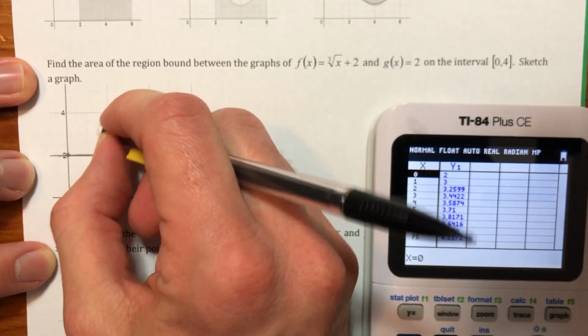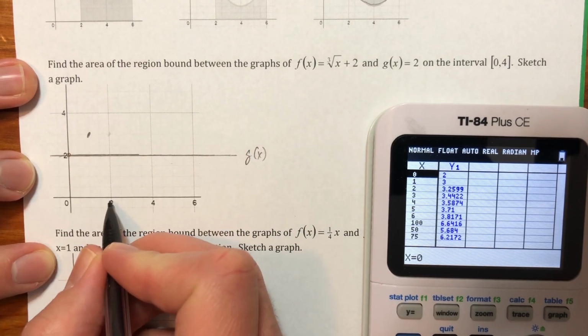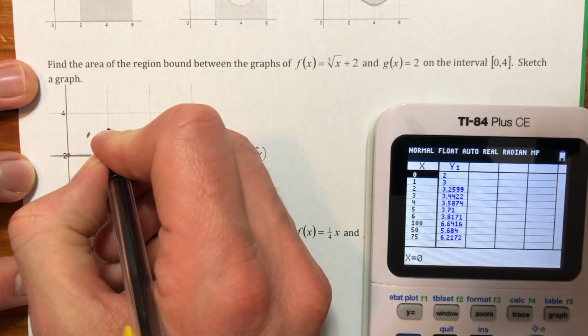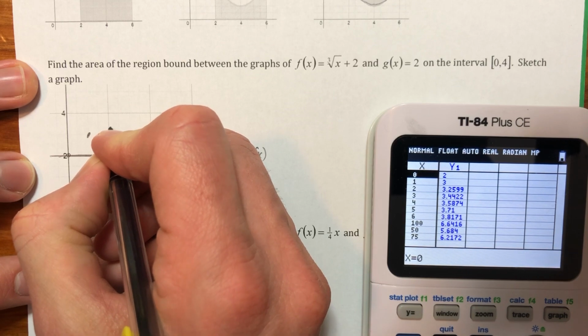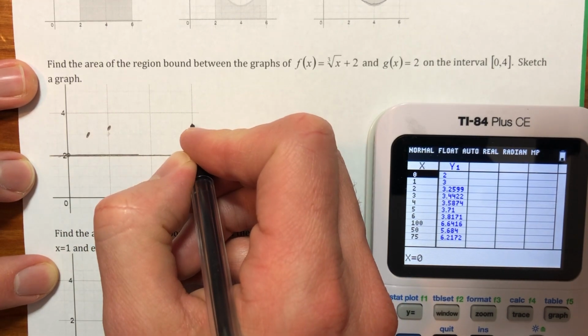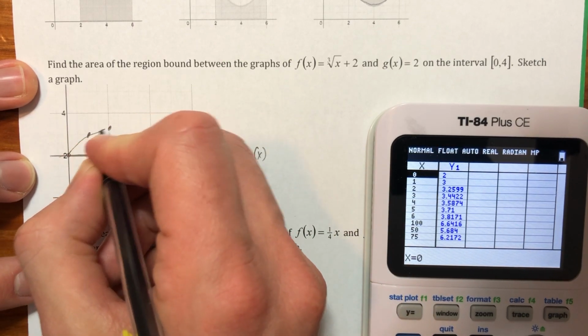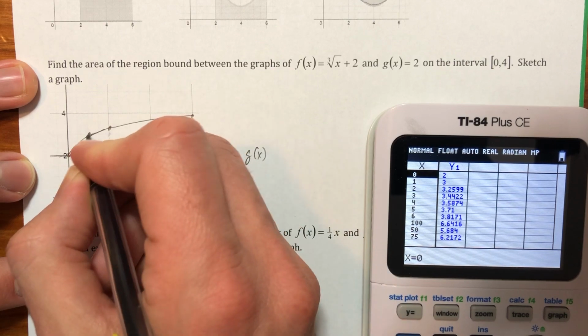Wait, this is wrong. 1 is at 3. Ooh, that's 1. Whoa, I was wrong. 2 is at 3.2 something. And 6 is at 3.8. So it's got this little curve to it about like this. It does like that. Okay.